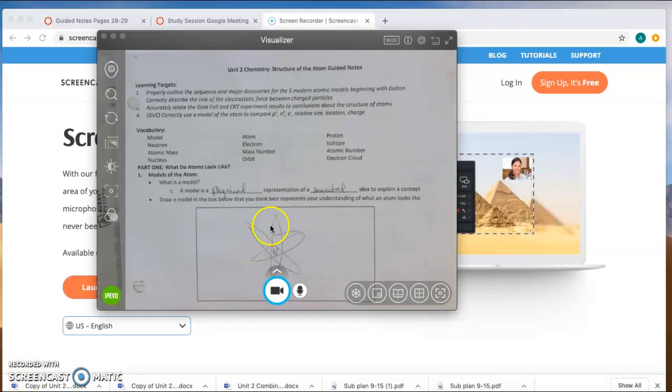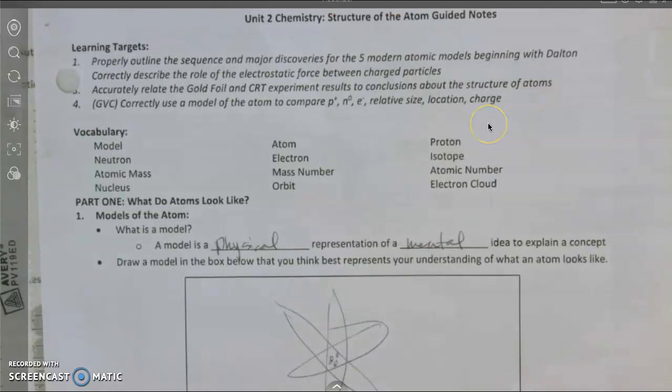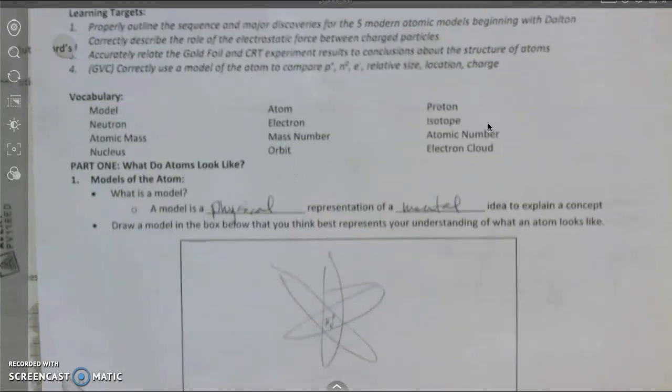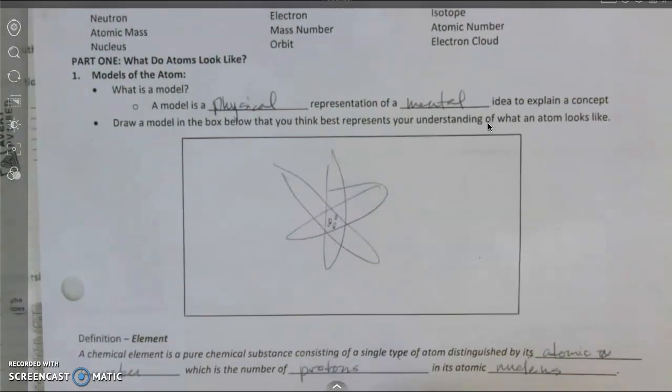Hello everyone, we're starting Unit 2. Now this first part of Unit 2 is mostly just history: how have we ended up with our current understanding of the atom, like what was the path that we took to get there. Before we jump into that, let's establish what is a model.